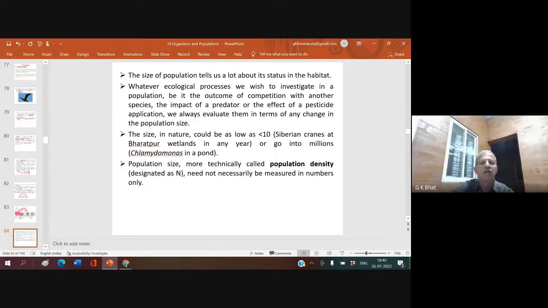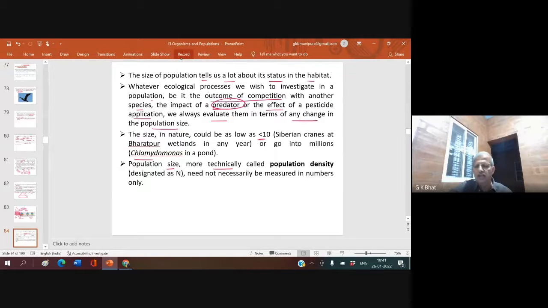The size of a population tells us a lot about its status in a habitat. Whatever ecological processes we wish to investigate in a population, be it the outcome of competition with another species, the impact of a predator, or the effect of a pesticide application, we always evaluate them in terms of any change in the population size. The size in nature could be as low as fewer than 10 Siberian cranes at Bharatpur wetland, or go to millions in a pond.